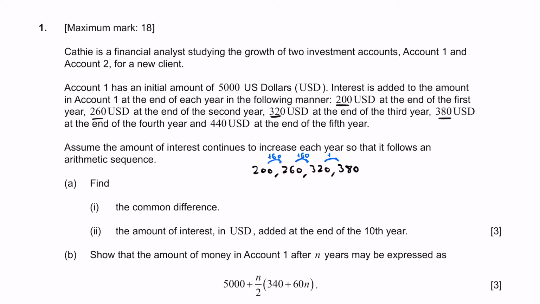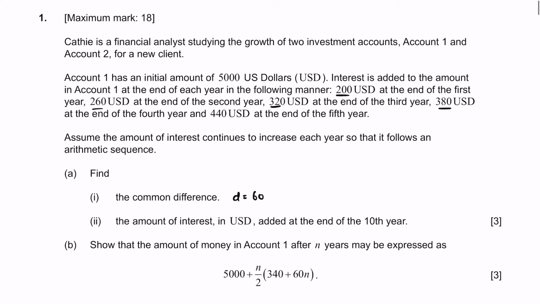60 every single time. If it was a more challenging or more involved question, we can always just find the difference by u2 minus u1, or any term subtracted from the previous. So 260 minus 200, what's the difference? Well, 60. And that's going to be the difference that we add to go from one term to the next. So in this case, d, the common difference, is equal to 60.